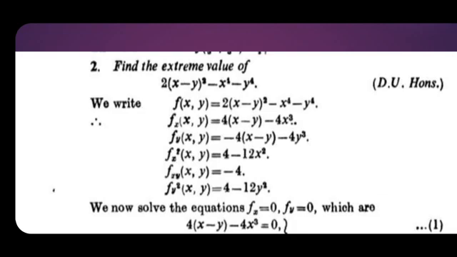Now we do the partial differentiation of fy with respect to y, that is fy square. So fy square is equal to what happened here? Minus 4 into x minus y, if we differentiate, minus 4 into minus 1 comes. So minus into minus will be plus 4. Next y cube differentiation is 3y square. 4 into 3y square will be 12y square. So fy square is equal to 4 minus 12y square.